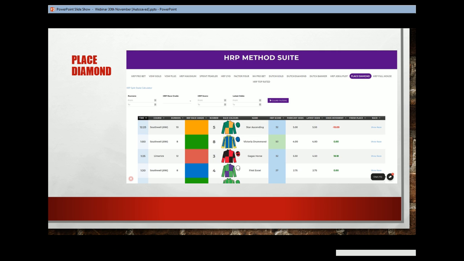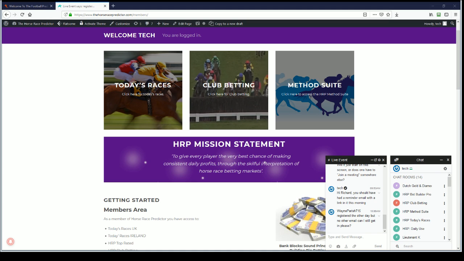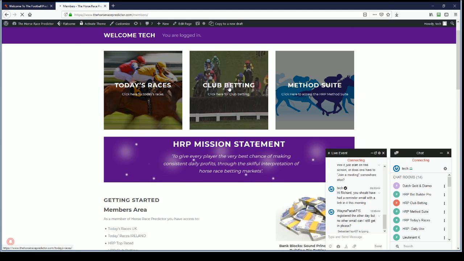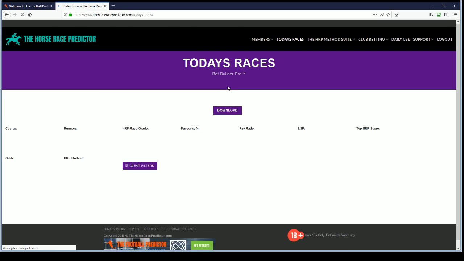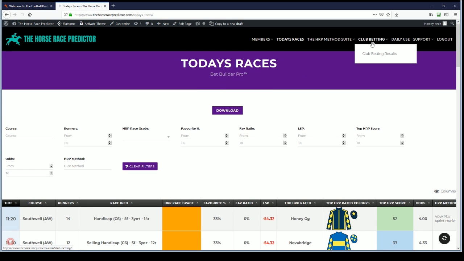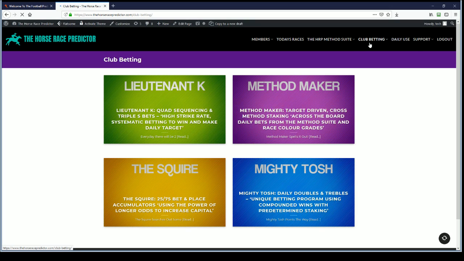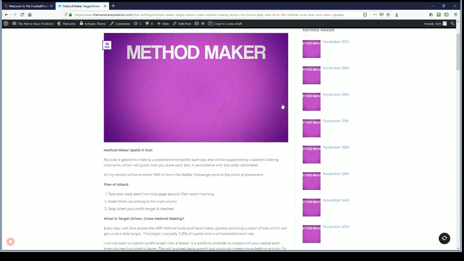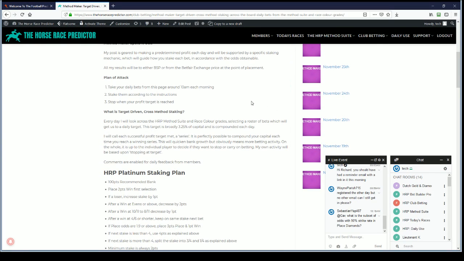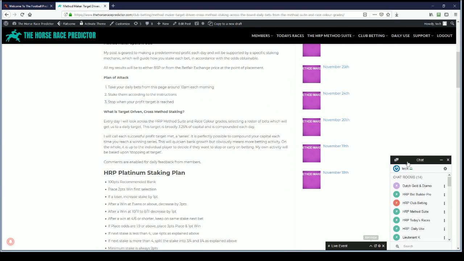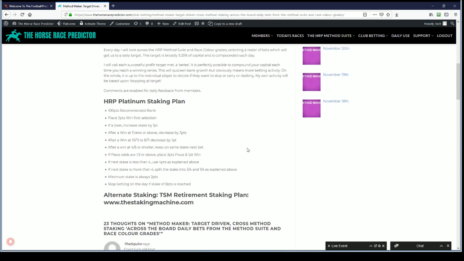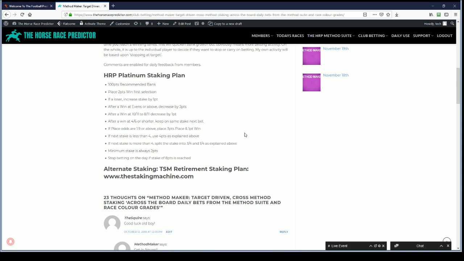Andrew Cherry: where can I get the staking plan? Thank you, Andrew. If you go to Method Maker, his club in club betting, I think we're just trying to click on it now. So click on club betting, chaps. There you go, along the top there. There she is, Method Maker. Method Maker spells it out. There we go, the HRP Platinum Staking Plan. Great.